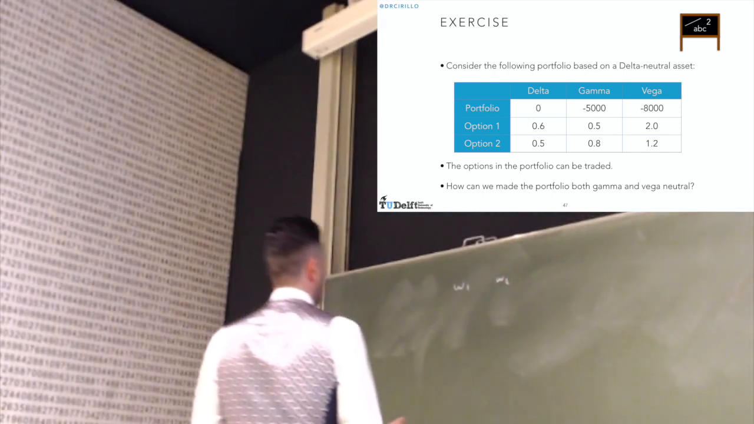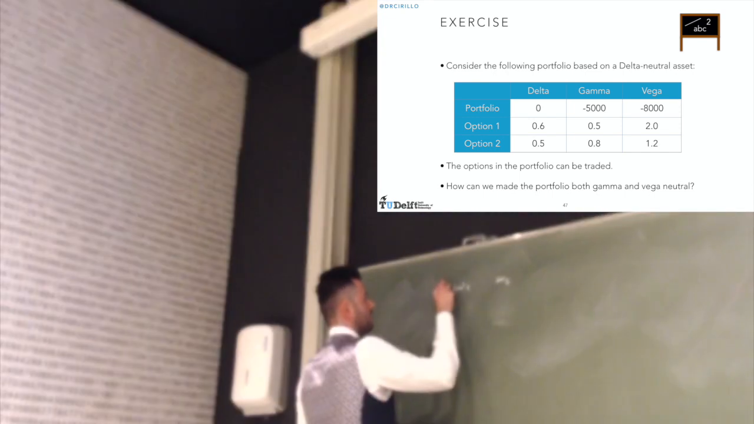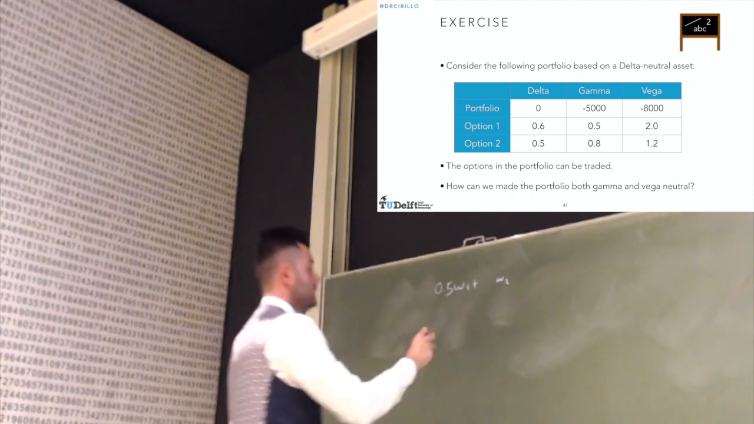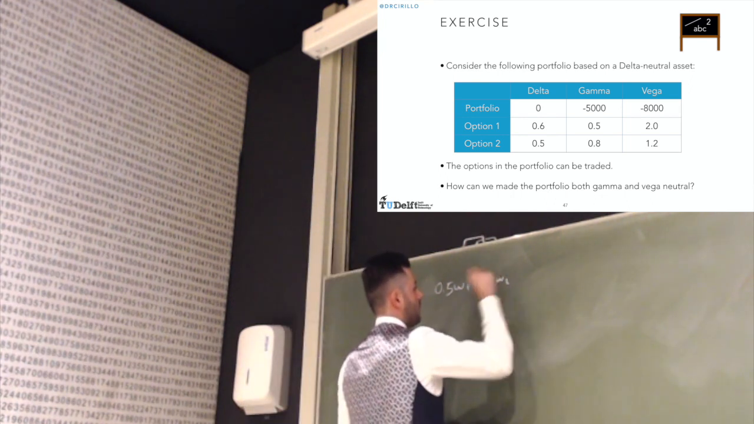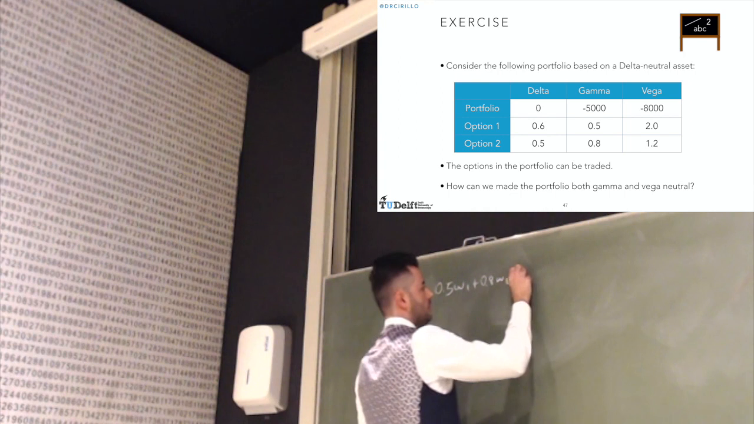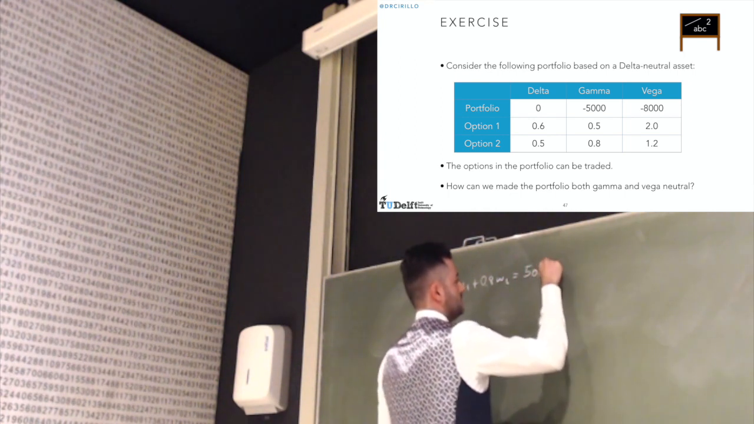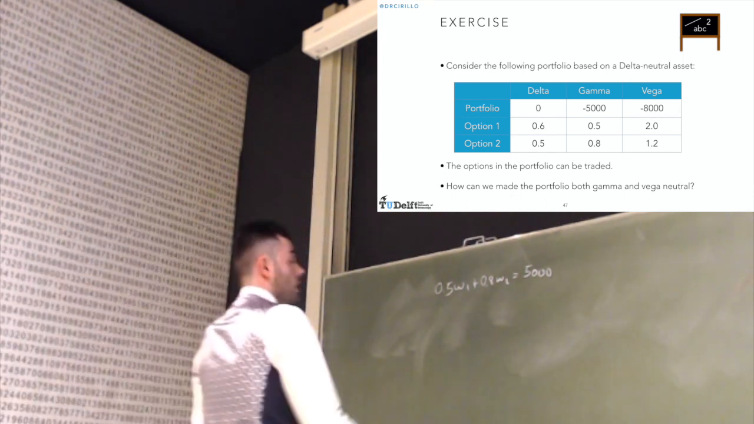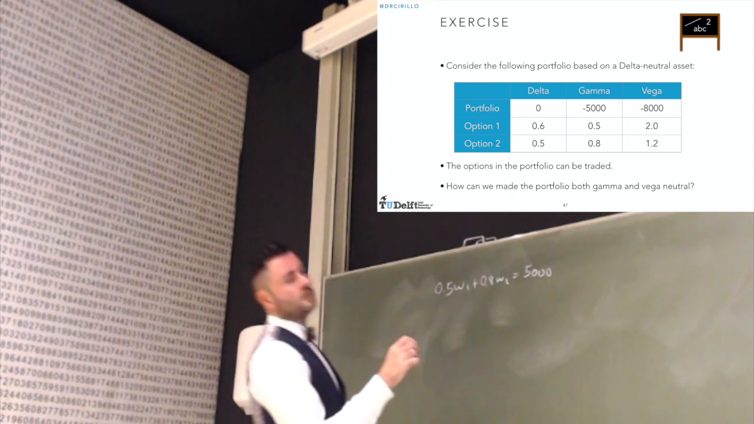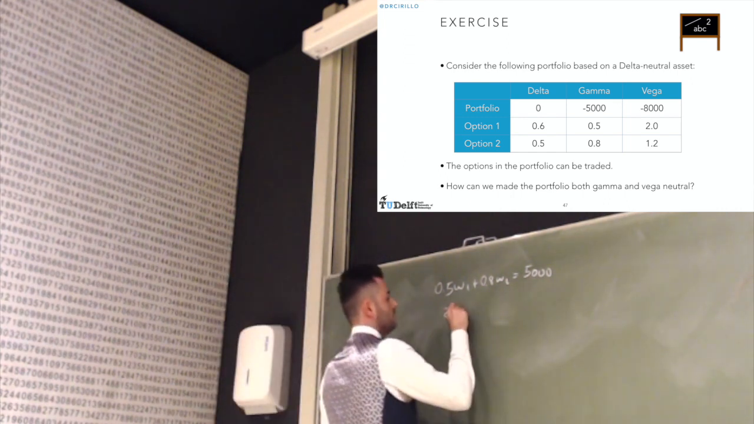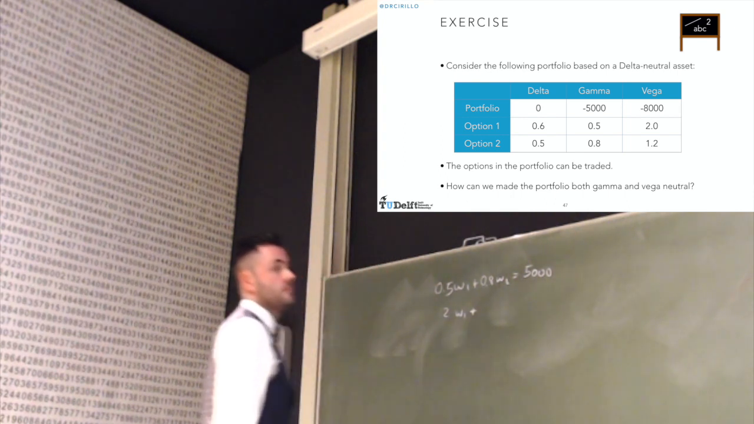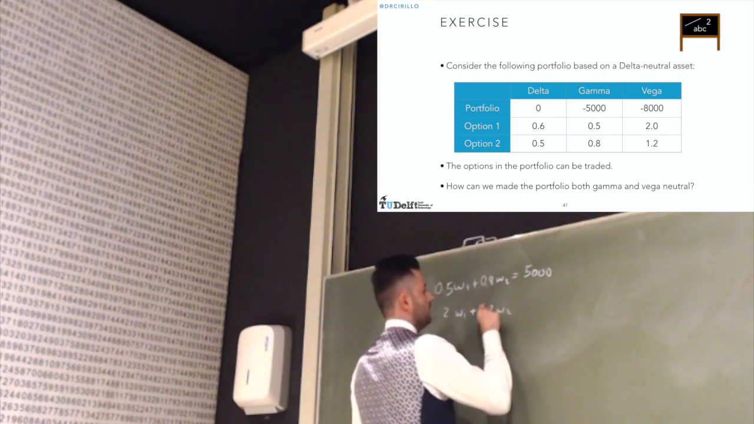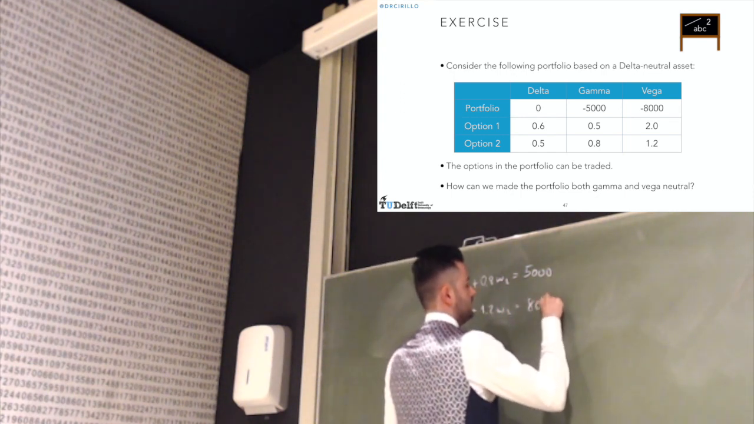This linear system will be 0.5 W1 plus 0.8 W2 equal to 5,000, or if you want, minus 5,000 equal to 0. And for what concerns the second line, it will be 2 W1 plus 1.2 W2 equal to 8,000.